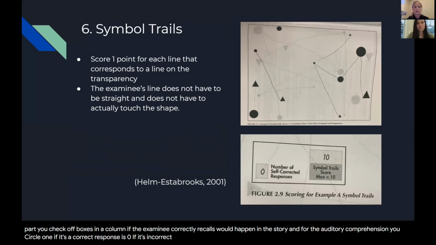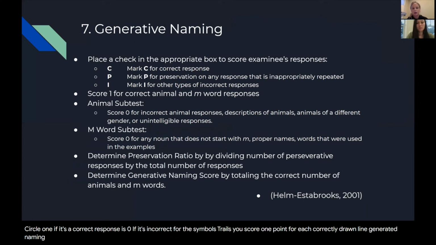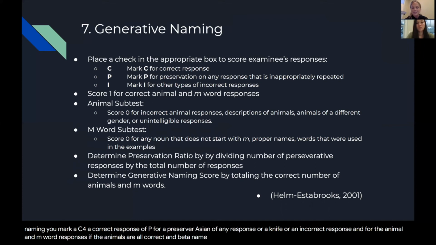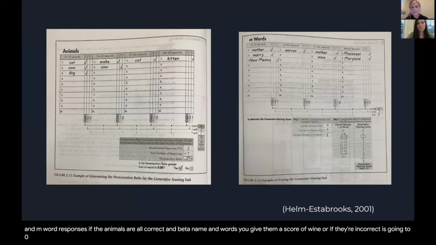For the symbol trails, you score 1 point for each correctly drawn line. And then for generative naming, you mark a C for a correct response, a P for a perseveration of any response, or an I for an incorrect response. And for the animal and M-word responses, if the animals are all correct and they name M-words, you give them a score of 1, or if they're incorrect, a score of 0. Here's an example.